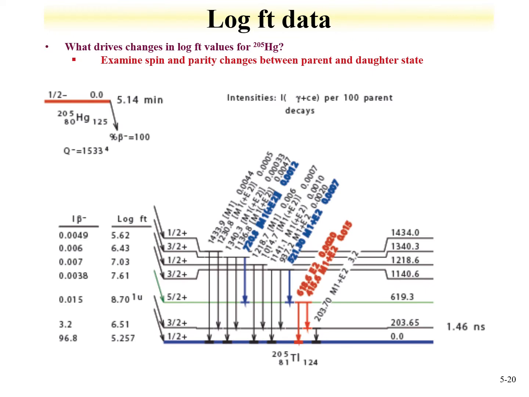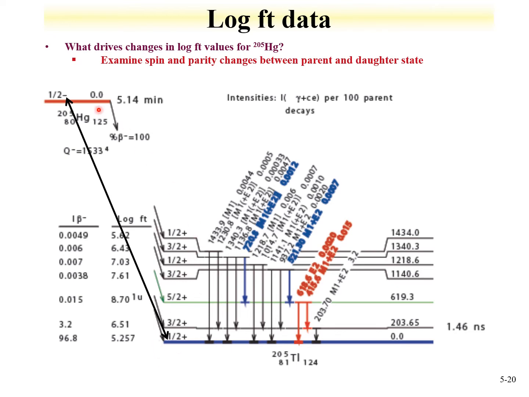So what drives these changes in these log ft values? Let's examine it for mercury-205. Here are these log ft values. What we see is that the decay in beta is really driven by the change of the spin and parity from the parent state to the daughter state. The lowest log ft value is for a 1/2 minus to 1/2 plus state. And we see that if we were to try to go from a 1/2 minus to a 5/2 plus state, we have the highest log ft value, and that's driven by this overall change in spin.